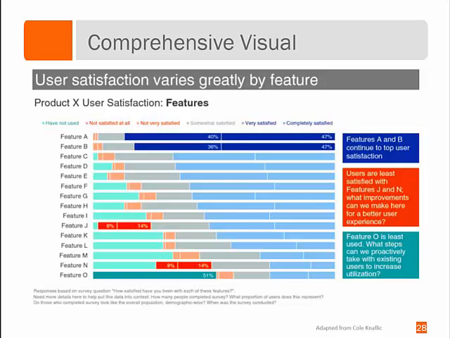And then finally, the last point that we want to make in this visualization is that feature O is the least used, so hardly anyone uses this feature. What steps can we take to increase utilization? And there might be other points that we want to make here. Is it worth removing feature O or another set of actions that might be relevant?